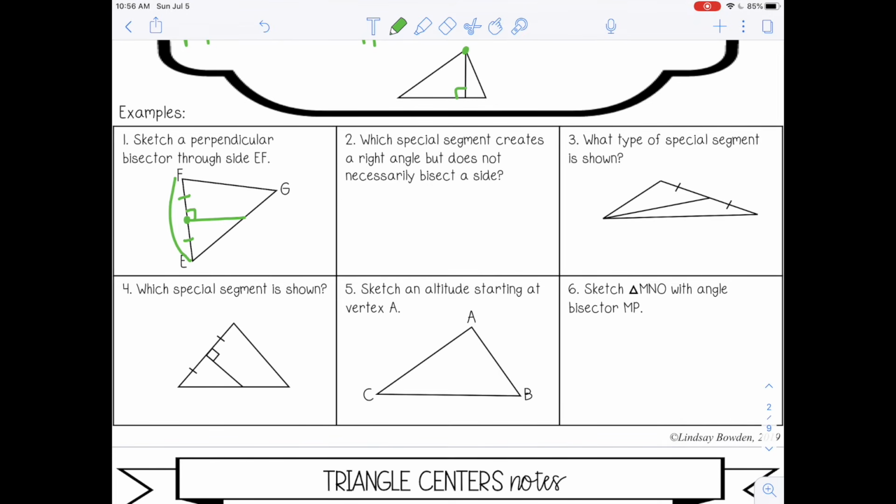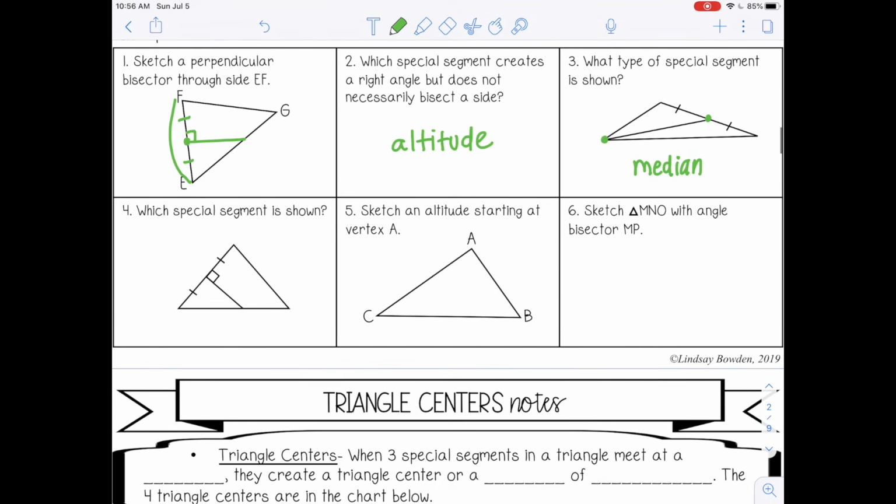Number 2 says, which special segment creates a right angle but does not necessarily bisect a side? The answer to that is an altitude. Number 3, what type of special segment is shown? This is a median because it starts at a vertex and it goes to the midpoint of the opposite side. Number 4, which special segment is shown? This is a perpendicular bisector.